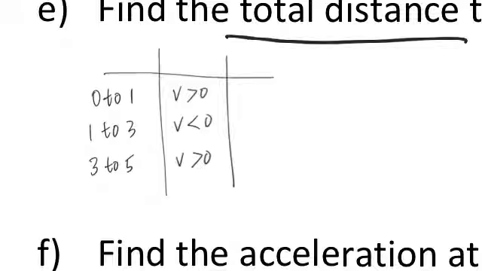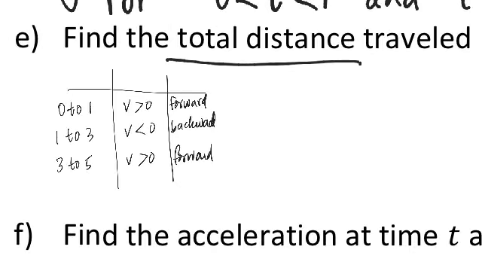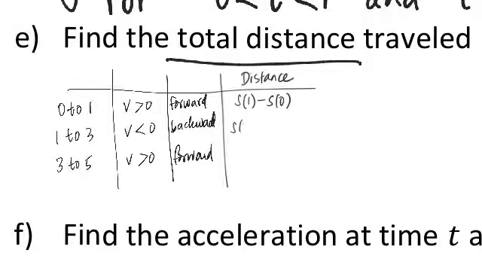So the particle is moving forward and then backward and then forward. What we're going to do to find the distance is find the distance traveled in each of these intervals, 0 to 1. For that, we just have to do s of 1 minus s of 0. And then we'll do s of 3 minus s of 1. And then we'll take absolute values so that if you're moving backward, we add up all the distances.